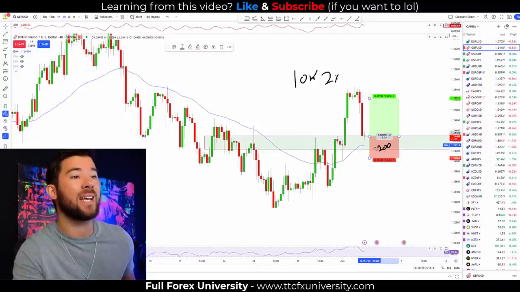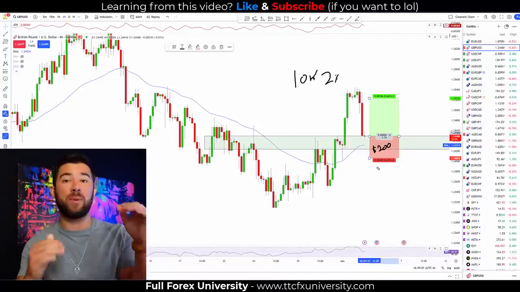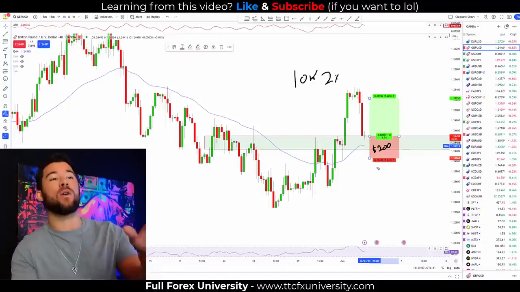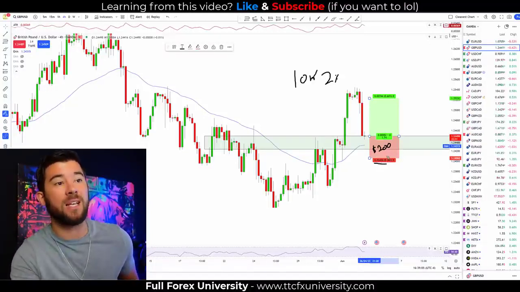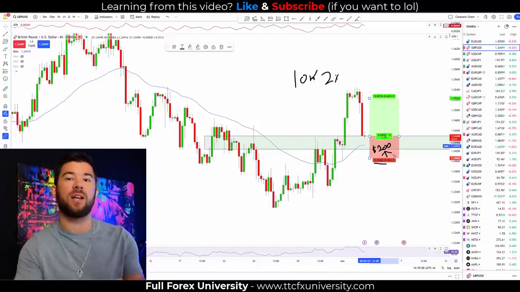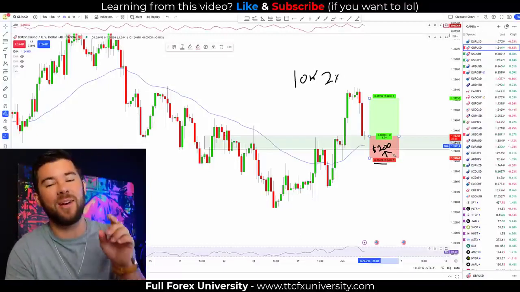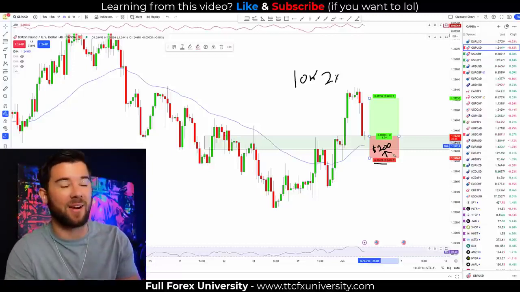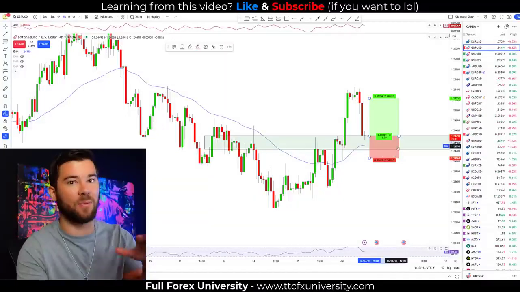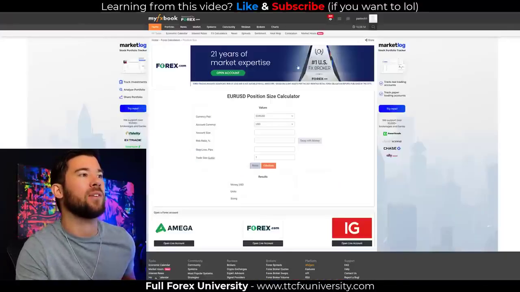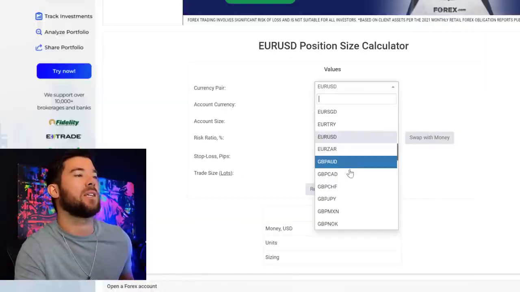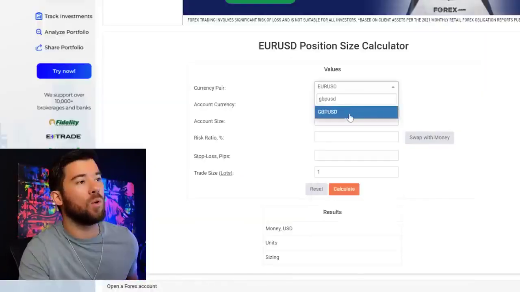Okay, well, in that case, how much does each pip need to be worth in order for 43 pips to equal my $200 loss? Now, we could do some simple math and figure that out, or we could take the easy route and just go back over to our position size calculator. We're on the pound dollar. That's what we're going to do, by the way. So let's go over here to the position size calculator. We'll type in pound dollar and click that.